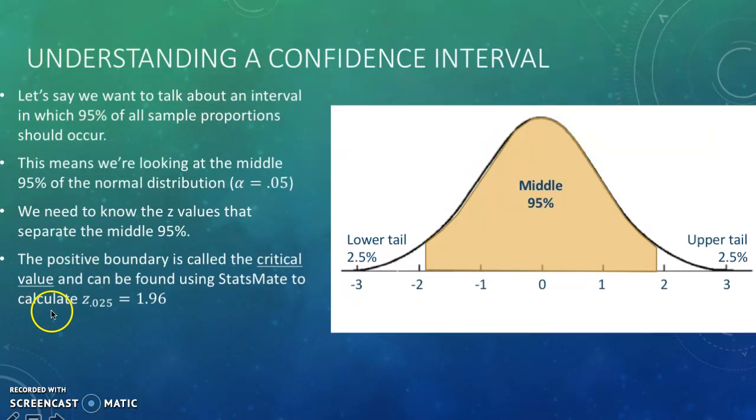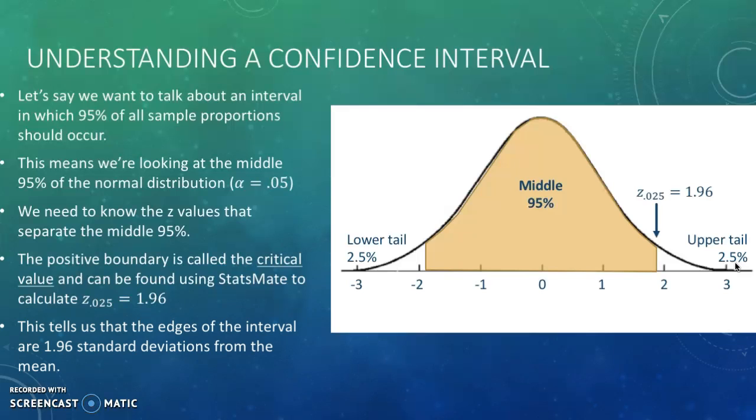So this is one where I know the probability right here is 0.025. That equates to the 2.5%. So if I set my StatsMate to upper tail, a probability of 0.025, I leave the mean at 0, the standard deviation at 1, since I'm looking for z, it gives me a z value of 1.96. So that boundary or critical value is 1.96.